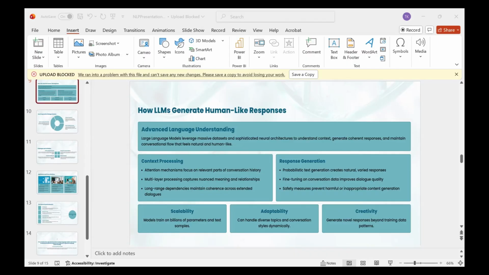And the next thing is safety. They are fine-tuned with safety measures to prevent harmful or inappropriate outputs. The third thing is core capabilities. This includes huge scale. They are trained at a huge scale, which means they are trained on billions of parameters and text samples, giving them vast knowledge. Flexibility. They are adaptable for easily handling diverse topics and different conversation styles. Creativity. They can generate novel ideas and text beyond the patterns they were trained on.